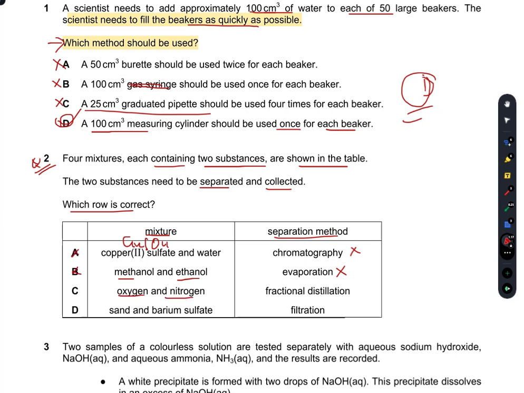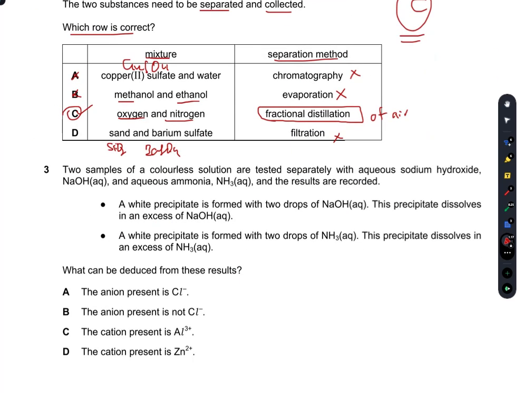Oxygen and nitrogen can be separated by fractional distillation of air. So yes, C is true. Sand and barium sulfate, sand SiO2 and barium sulfate BaSO4 can be separated by filtration? No, they can't. So C is your right option.